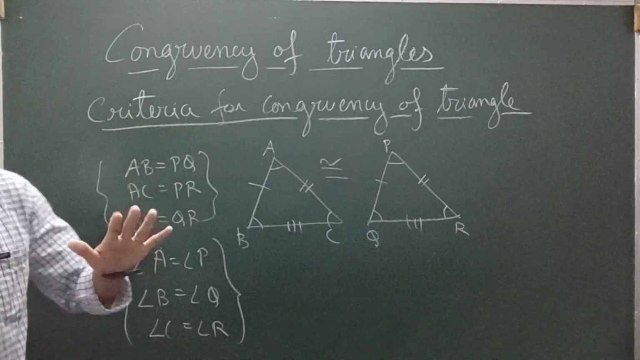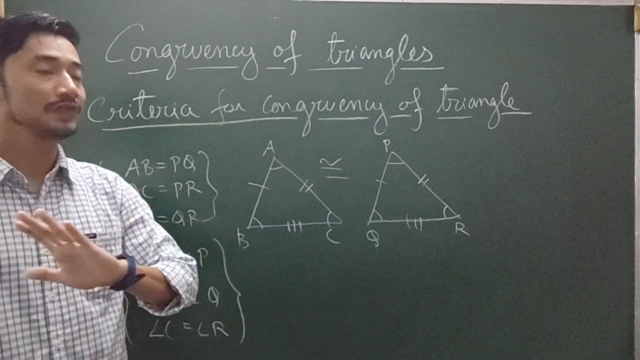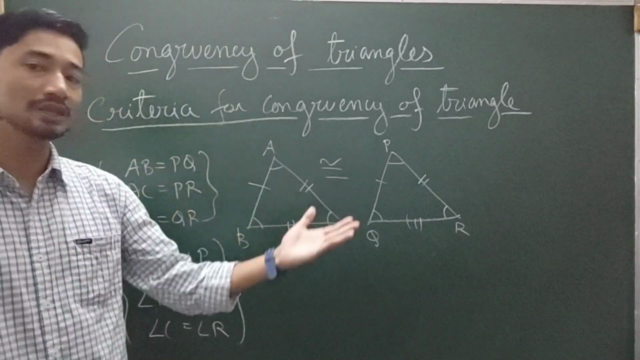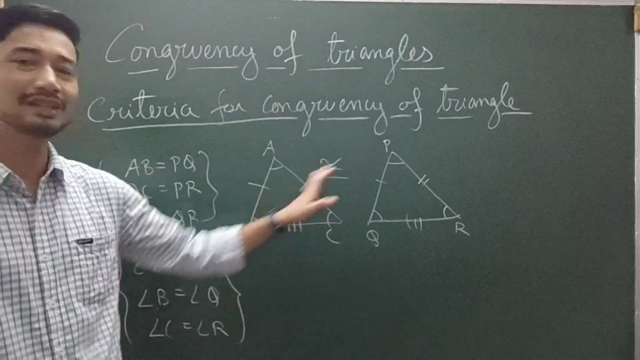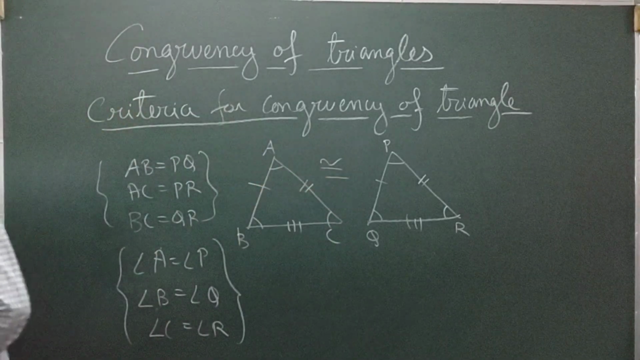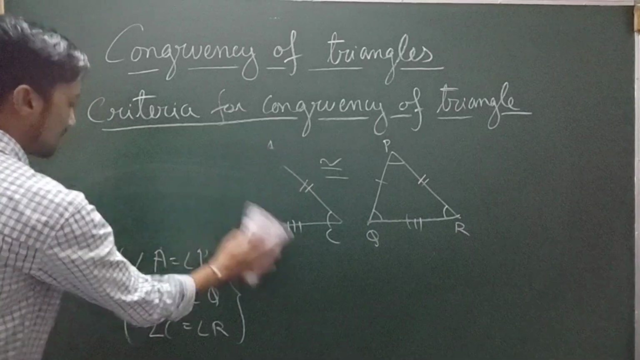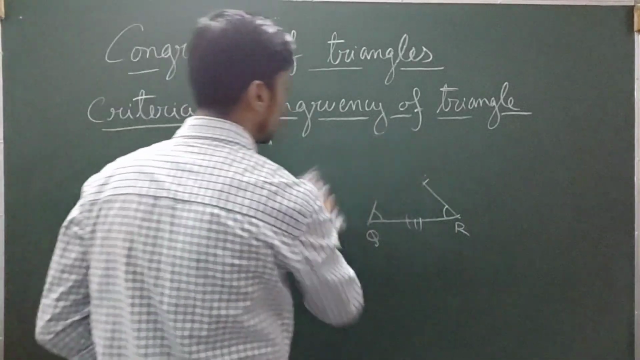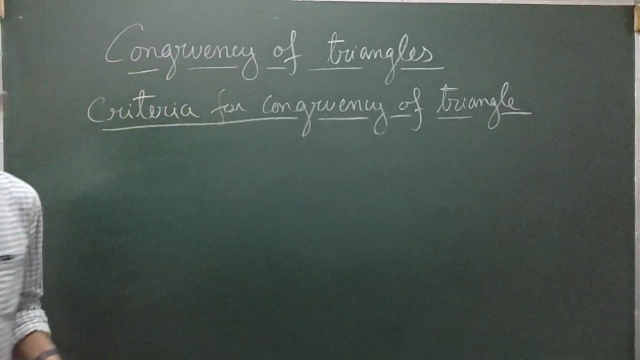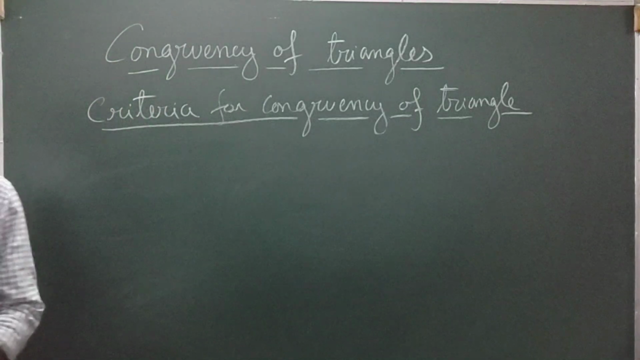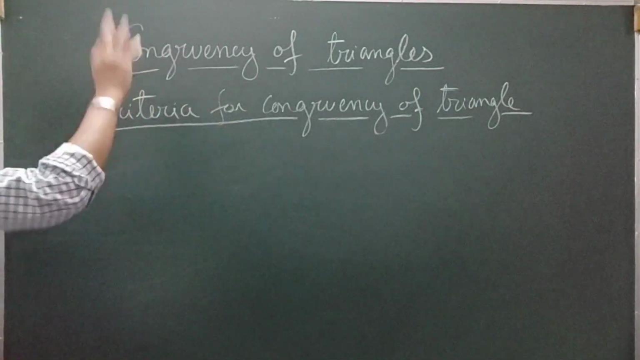So we have about 5 criteria. If you can just fulfill one of them, then we can go on and say that these 2 triangles are congruent. What are they? I'll give you the criteria. It is not necessary that every time you have to prove all 6, that the 3 sides and 3 angles are equal.